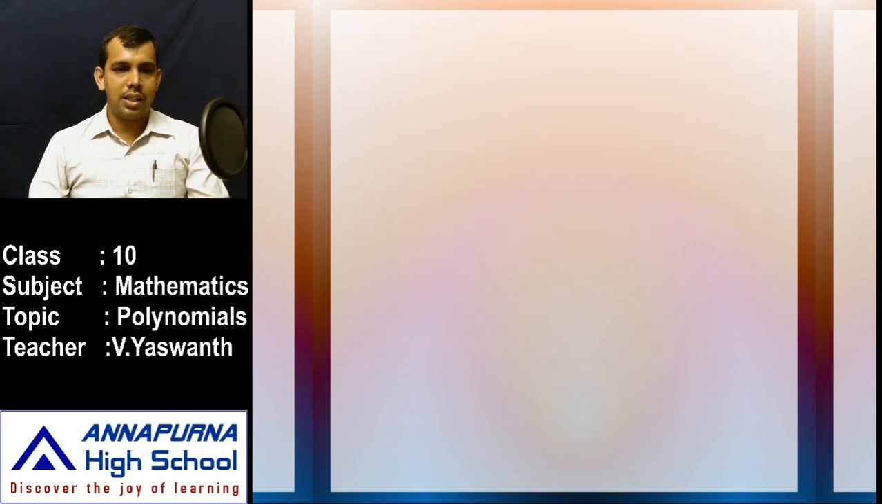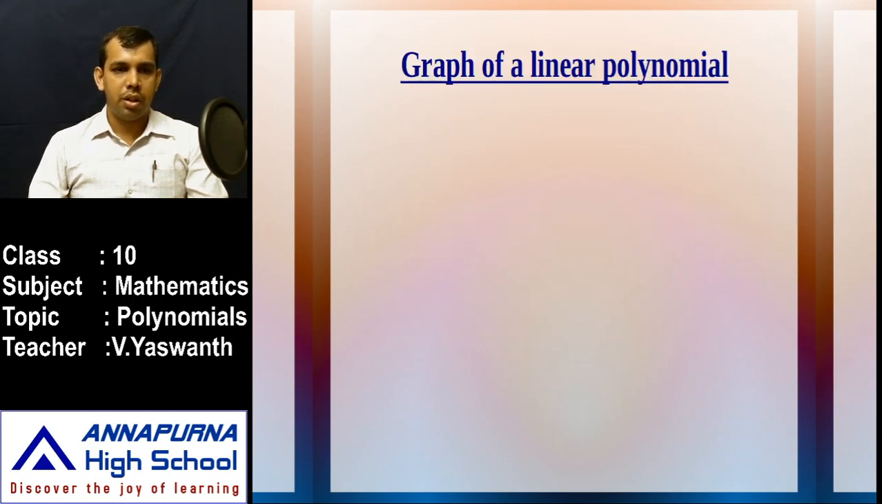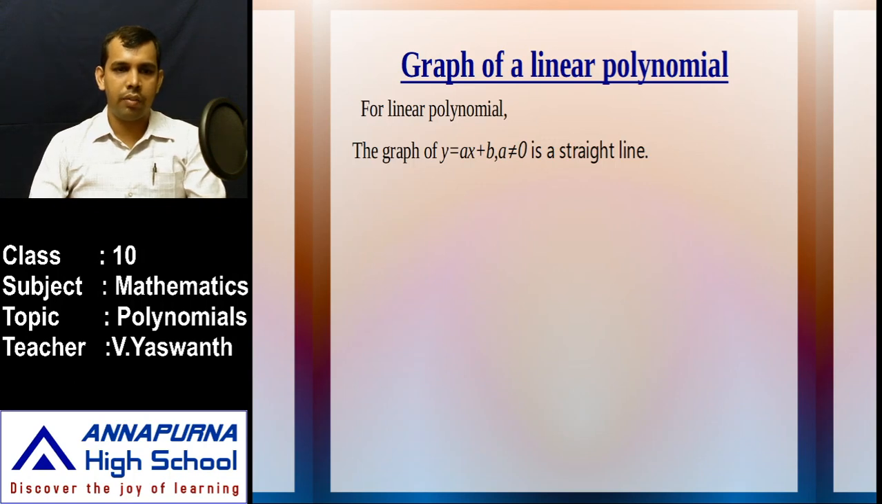Now let us observe the geometrical representation of a linear polynomial. That means the graph of a linear polynomial. Already you know, you drew some graphs of linear polynomials in the previous classes. So what is the graph of a linear polynomial? Yeah, it's a straight line. For a linear polynomial, the graph of y is equal to ax plus b, a not equal to 0, is a straight line. To understand this, let us take one example.